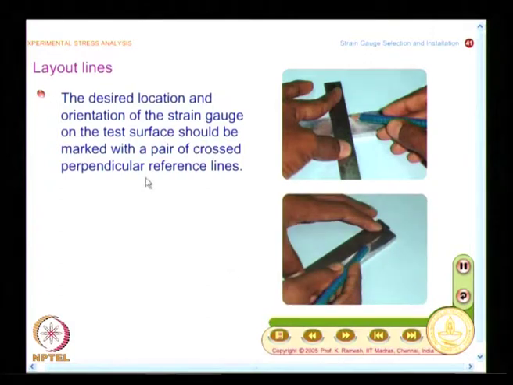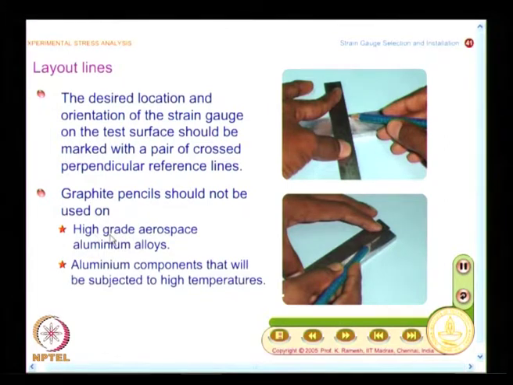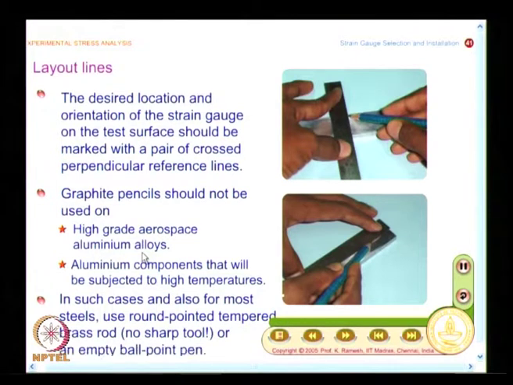So, you put perpendicular lines, and as I mentioned earlier, you cannot use the graphite pencils on high grade aerospace aluminum alloys or on aluminum components that will be subject to high temperatures. Though in the class you might have used a simple graphite pencil because you worked on aluminum which works at room temperature, this is acceptable.